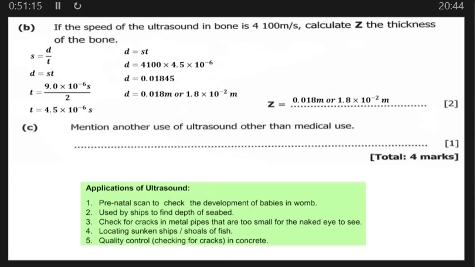Then five, quality control, which involves checking for cracks in concrete. All right, when people are building things. All right, so let's continue.